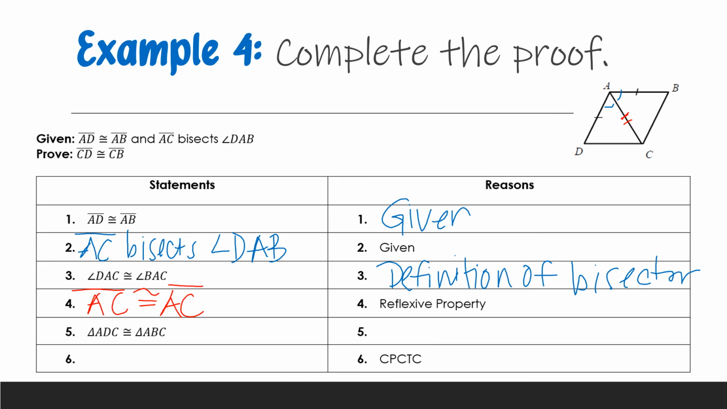And now we know that triangle ADC is congruent to triangle ABC because of side, angle, side. We have two sides, and then the angle that those sides make is also congruent. So now that the two triangles are congruent, we can prove any of their corresponding parts are congruent. This proof asked us to prove that CD is congruent to CB. And we know that those are congruent because corresponding parts of congruent triangles are congruent, also known as CPCTC.